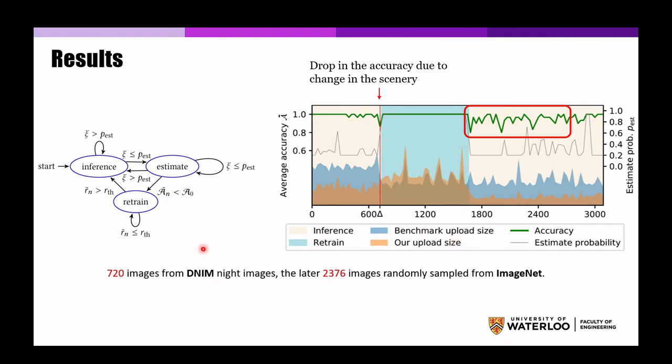In this paper they work with two different datasets, but they didn't work with the total number of samples. They work with 720 samples from this dataset, which they indicated is a night dataset, that they have night sensory. And for ImageNet, they work with 2376 images, which were randomly sampled.